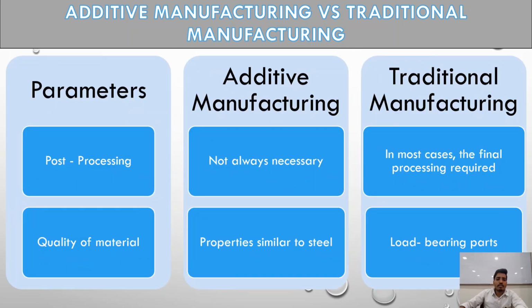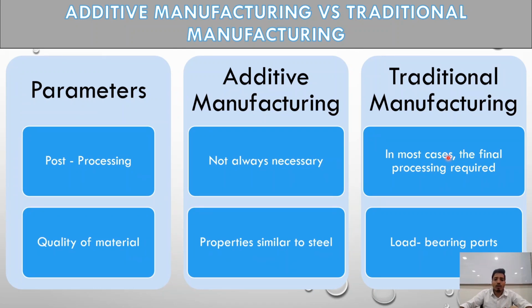So the next parameters are post-processing and quality of the material. In 3D printing, post-processing is not always necessary. If you don't want to color the object, you can directly use it. So it is not necessary. In traditional manufacturing, final processing is always required. If there are any dust particles, you have to remove them. So in most of the cases, it is there.